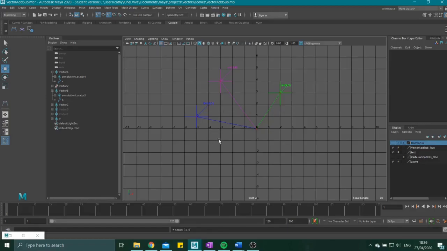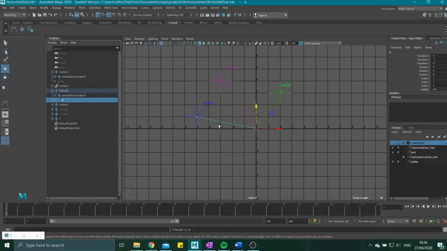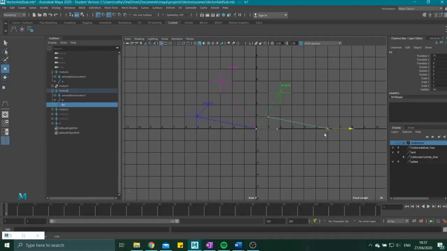So let's start with A minus B. Again, we have our A vector here, and we're going to take our B and move it. But this time we're minusing B. So we're starting at the tail of A and ending at the head of A. That's still positive, so we want to go in the same direction.